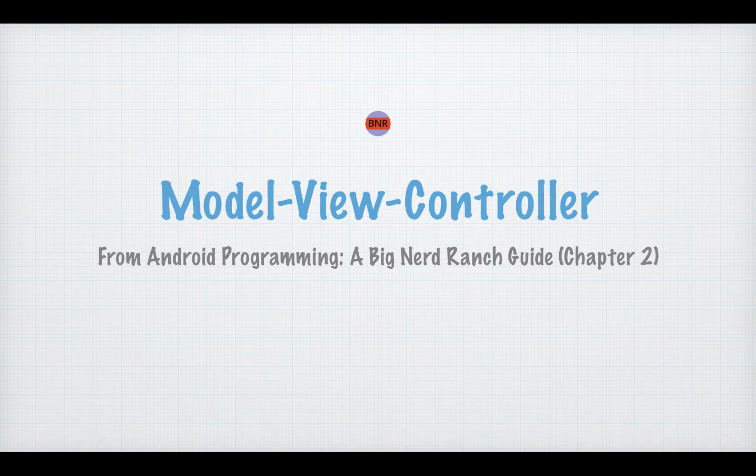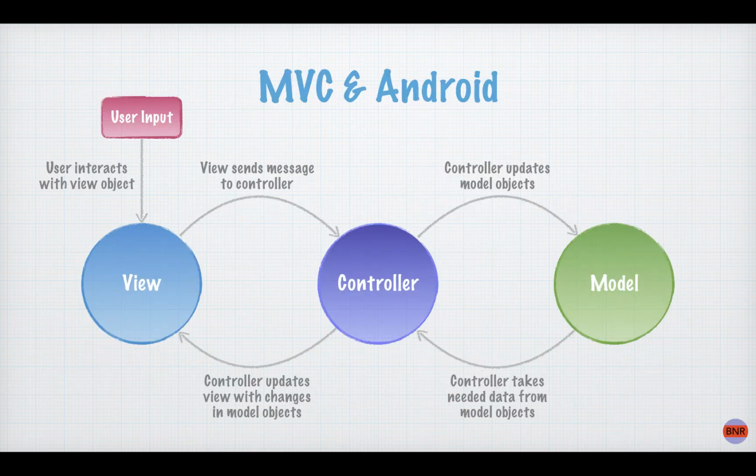Let's take a brief look at the most common architecture for Android applications, the Model-View-Controller pattern. Most of the information in the following slides is taken from Chapter 2 of Android Programming: A Big Nerd Ranch Guide. The Model-View-Controller pattern is a common architecture for many types of applications, not just mobile applications.